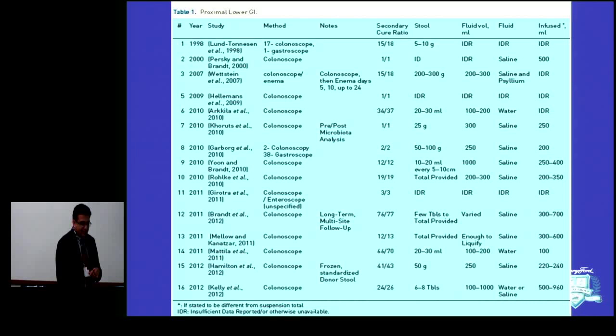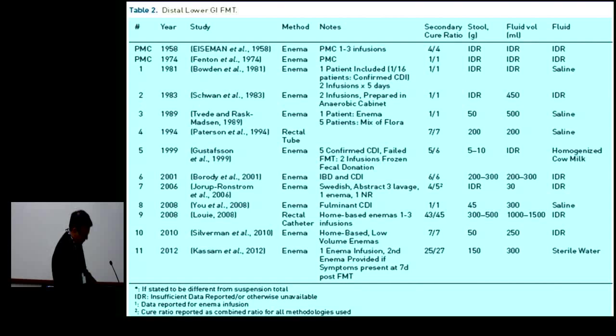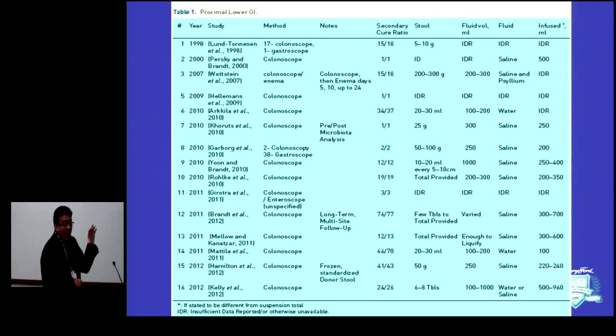So if you look at this group of studies, from 1998 to 2012, this is where the predominant experience with fecal transplant is. It's completely, predominantly through colonoscopy. There are about 340 patients or so put together in total, and about 19 people failed to resolve. So it had a dramatic success rate, about 95%, and it worked dramatically.